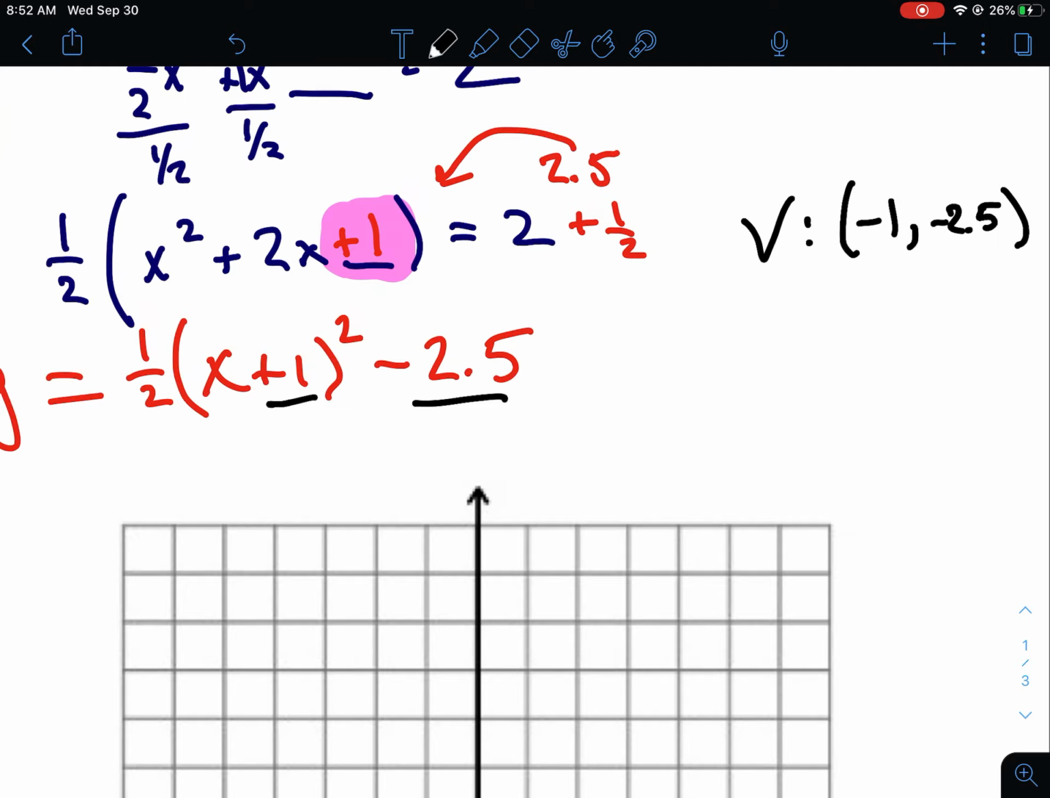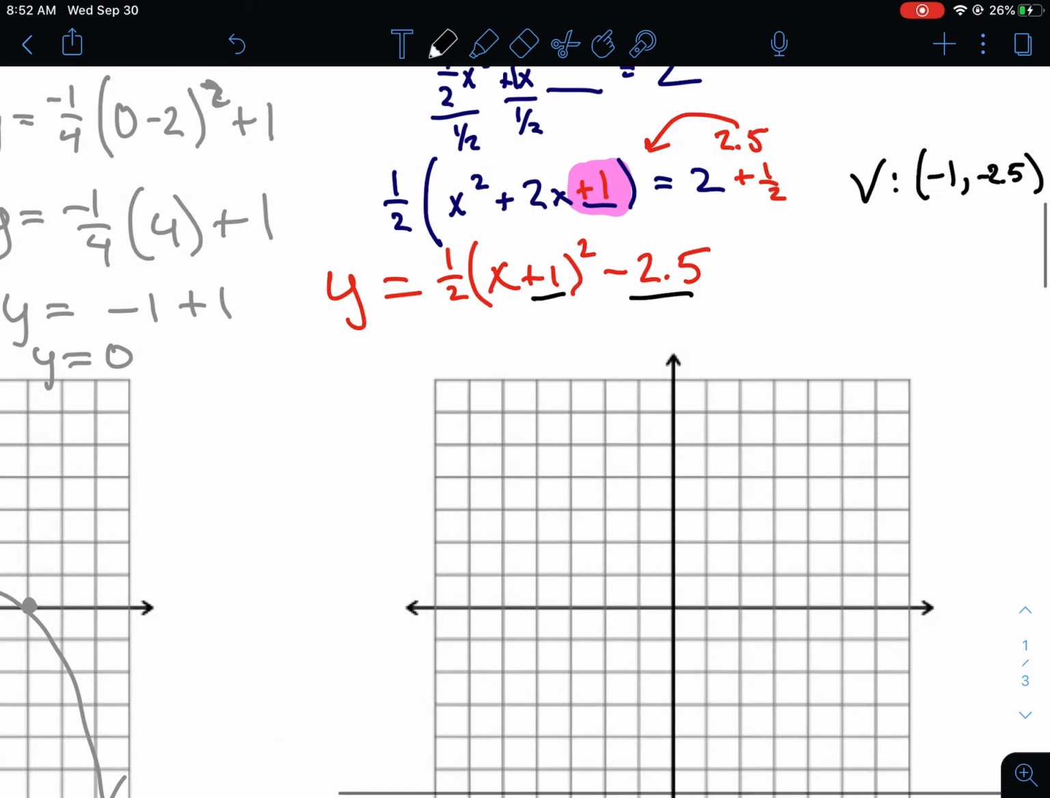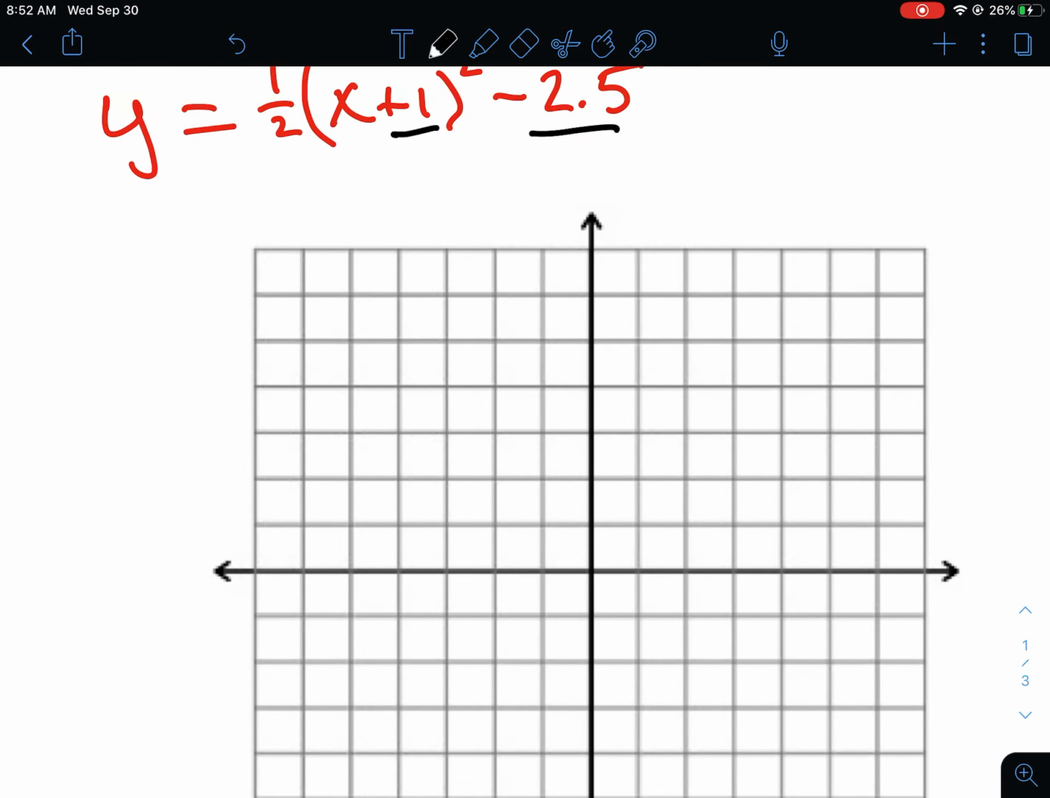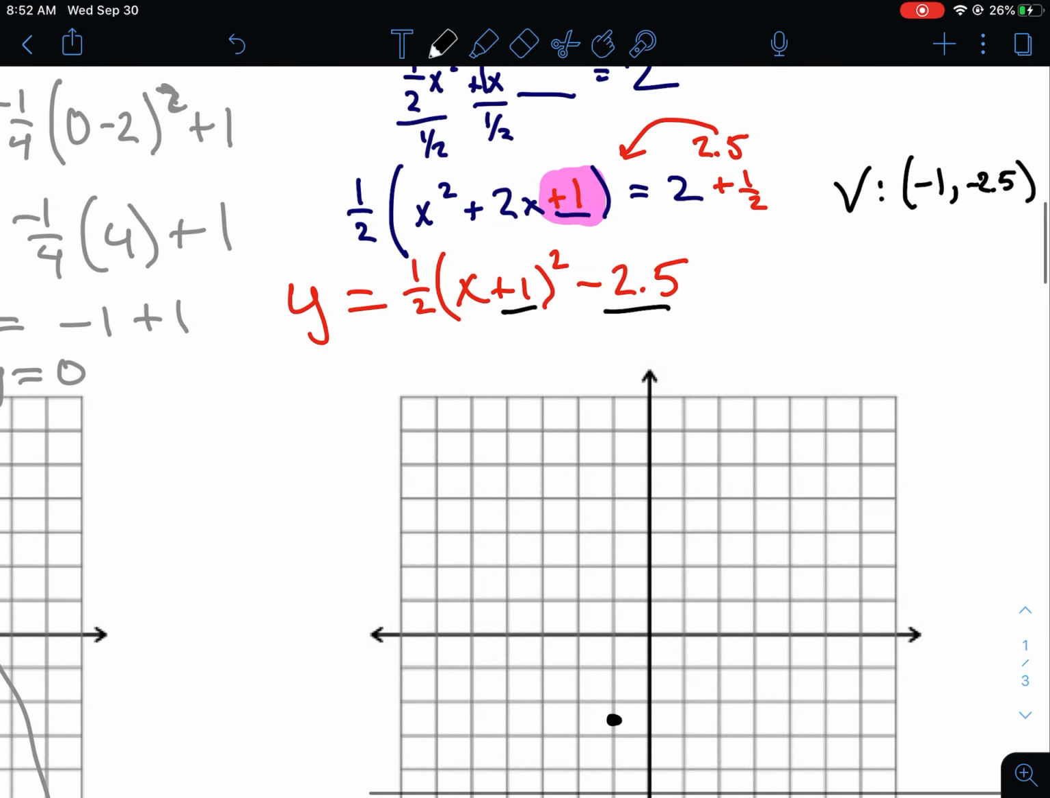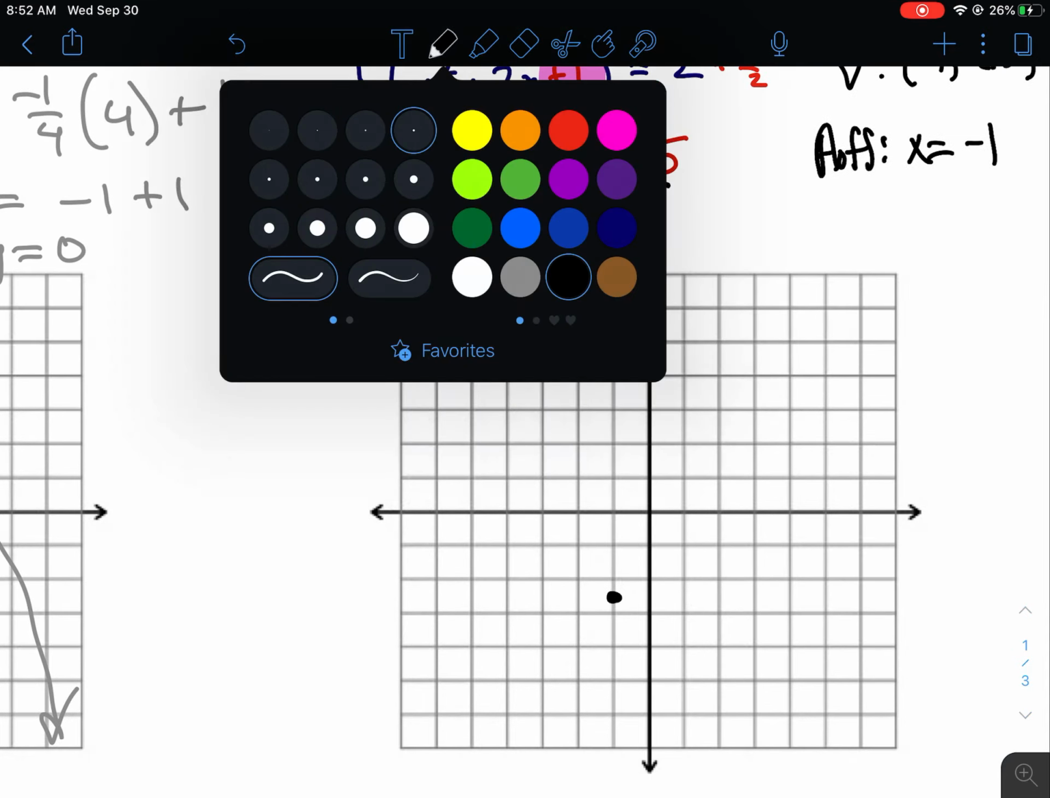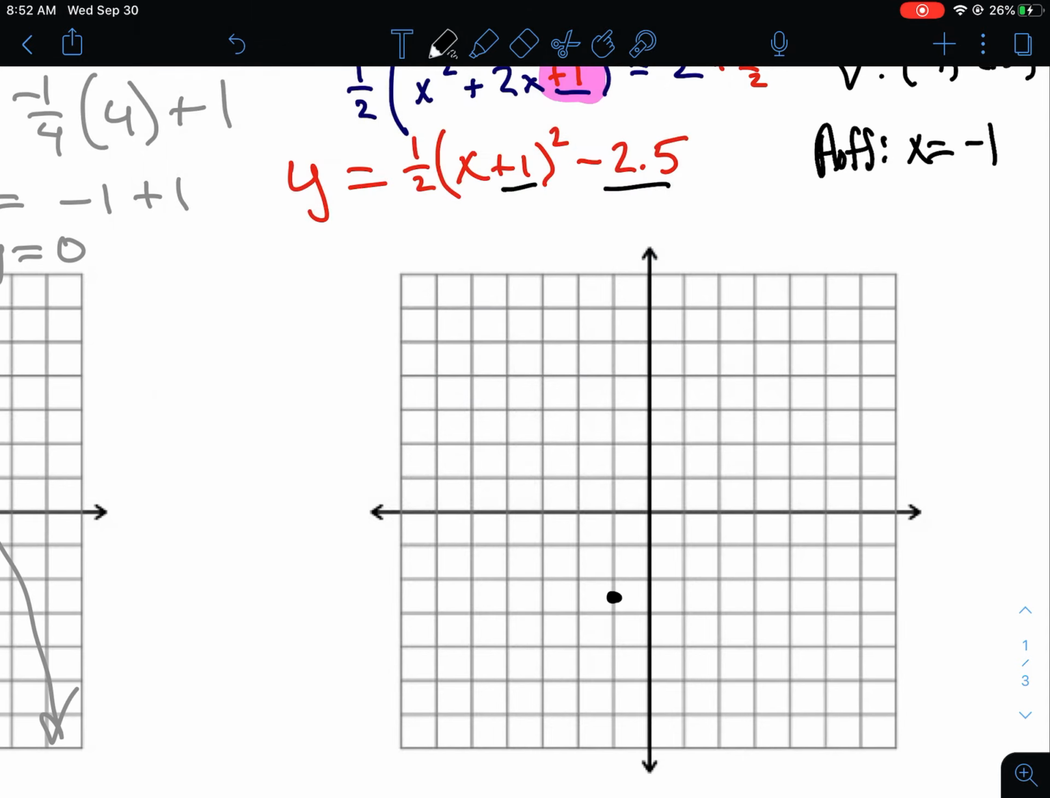Sorry about that. -1 and -2.5. -1, -2.5 is somewhere right here. And then I have my axis of symmetry. A of s is x equals that x value. So I have a dashed line that will go right through those, right through that vertex. There we go.